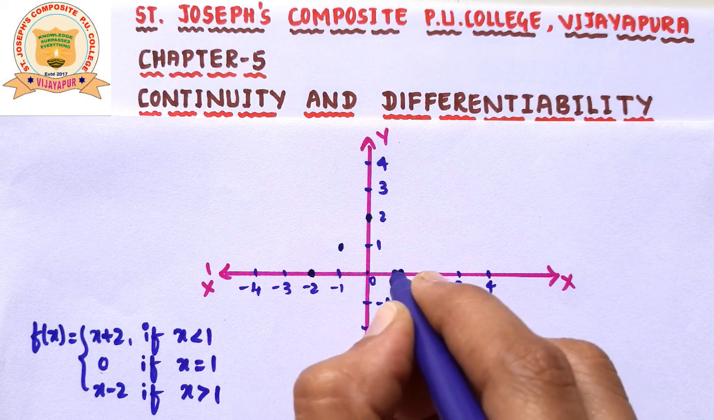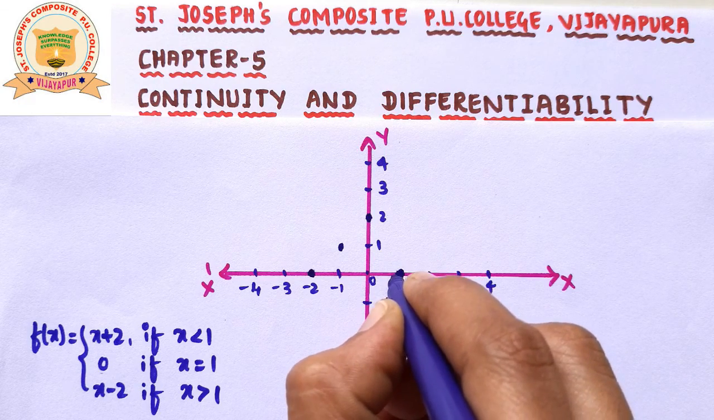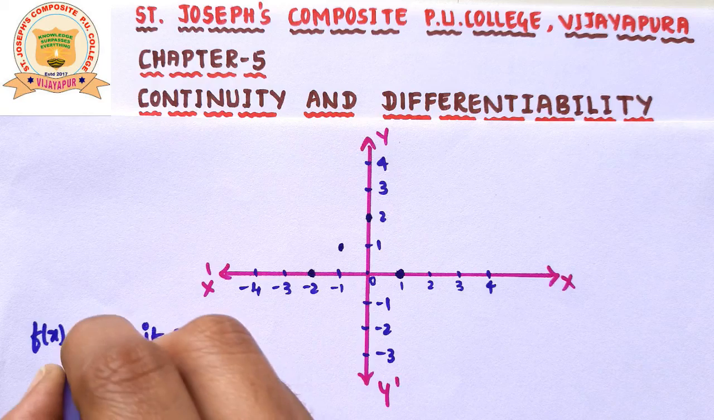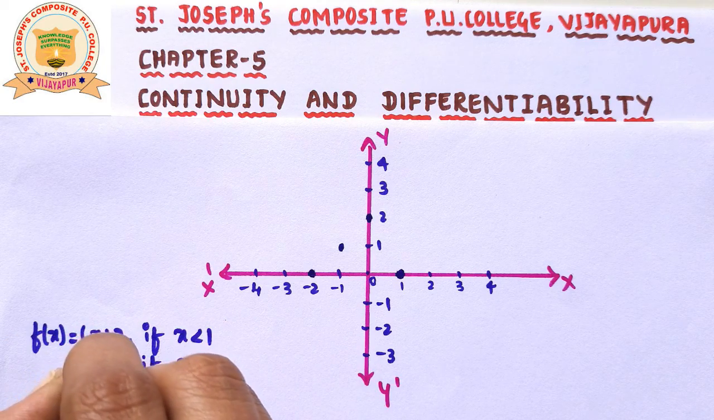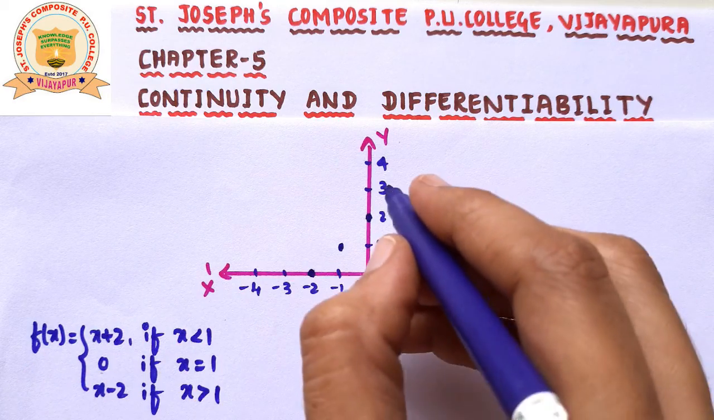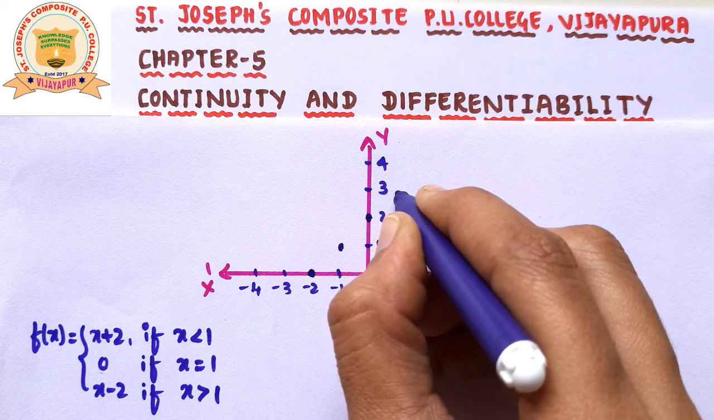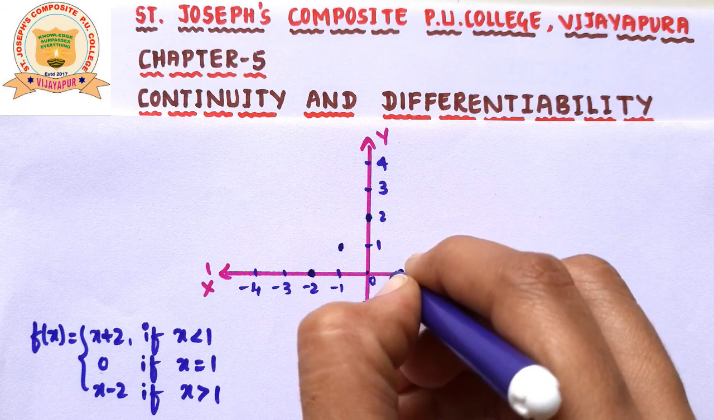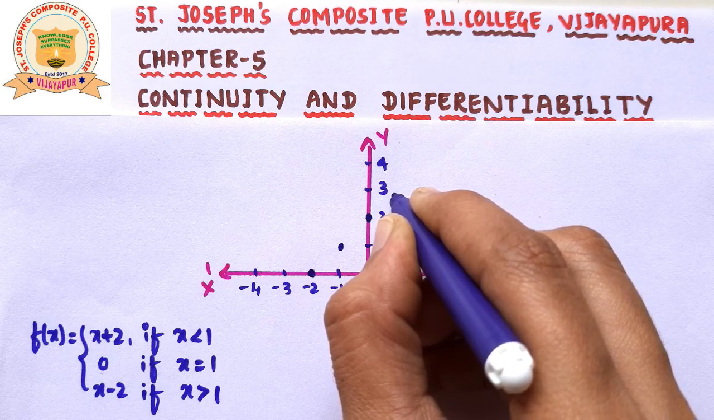And for 0.9, nothing but less than 1. What is the f of x value for 0.9? 0.9 plus 2, that is 2.9. 2.9 means somewhere here, near to 3. For 0.9, the functional value is 2.9.